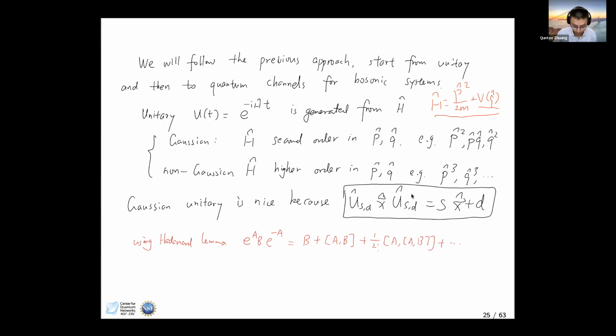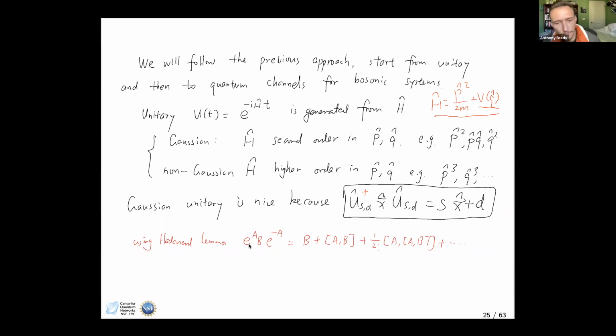So here I'm missing a dagger, I believe. Okay, so to evaluate this, you can use the so-called Hadamard lemma, which comes from algebra. So e^A times B times e^(-A) is given by this commutator and nested commutator, and the nested commutator. It's a long formula and never ends, but if you happen to have a second order Hamiltonian, you can show that it always stops at a certain level. I think it stops at this level, or maybe this level.